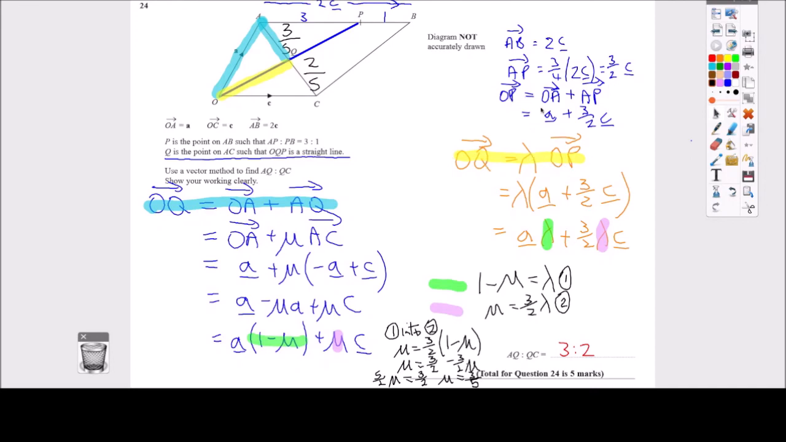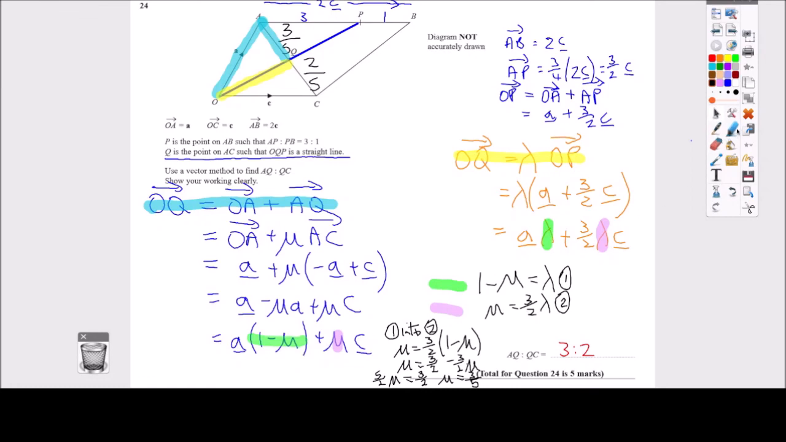Now, if you remember, we worked out what OP was a bit earlier on. So it's lambda lots of A plus 3 over 2C. Multiplying out, we get OQ being A lambda plus 3 over 2 lambda C. Now, this is the clever bit. Because we've got these two different but same vectors for OQ, the coefficients of A must be equal because it's the same vector, and the coefficients of C must be equal.